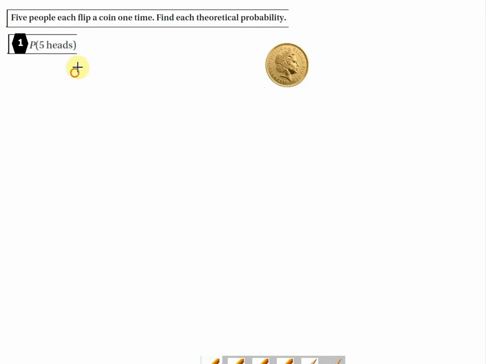Each person will give us two choices. Two choices for the first one, two for the second, for the third, for the fourth, and the fifth. So our sample space has 2 times 2 times 2 times 2 times 2, or 2 power 5, which means 32 different results. So this is our sample space. It will be in the denominator. To ask ourselves a question now: what is the probability of 5 heads?